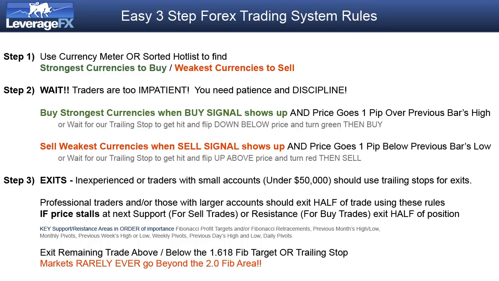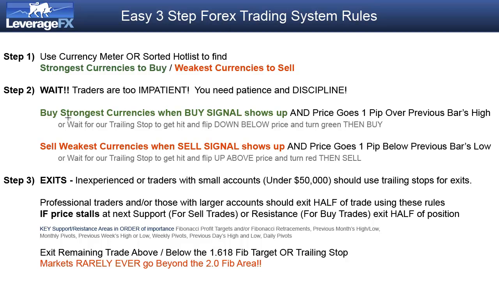Step 2, wait. We have put in Forex trading signals, which are based on our range bar patterns. And too many traders see a trend and want to jump on board. You know, if the trend's already gone up 30, 40, 50 pips, you need a pullback first. Or you need it to go sideways to prove to you that there's no selling, and then when it breaks out, it's likely to continue the trend. So you need patience and discipline.